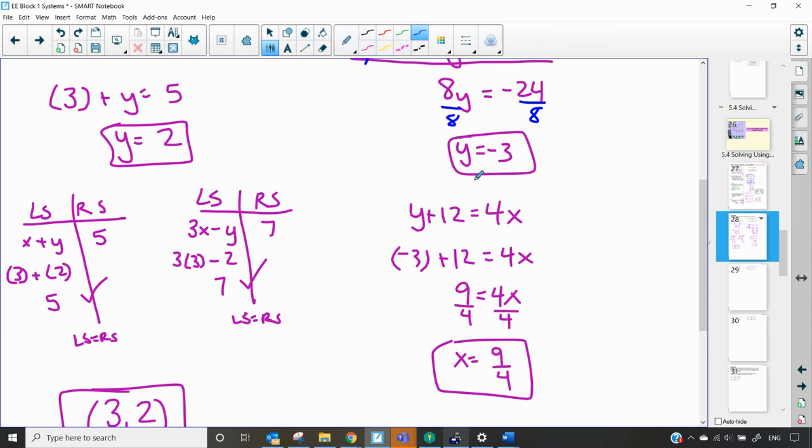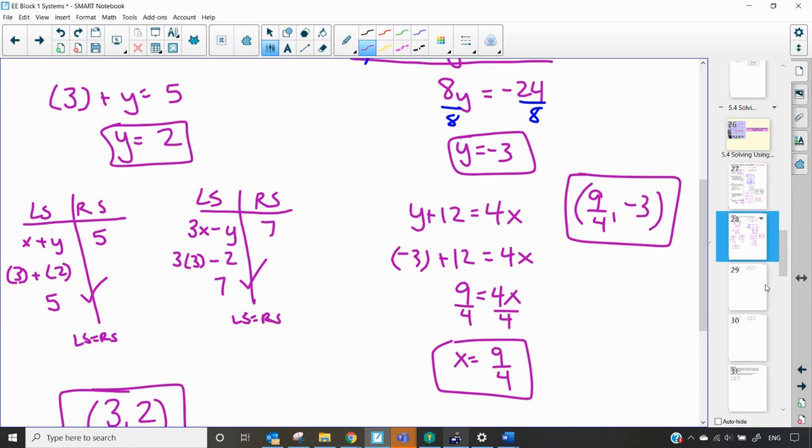So after we would verify this on our calculator and make sure it's the correct answer, we would write our final answer. Oops, we want to make sure not to mix them up. X is 9 over 4, so 9 over 4, comma, negative 3. Common mistake there that I just made. Just make sure you're not mixing up your x's and your y's.